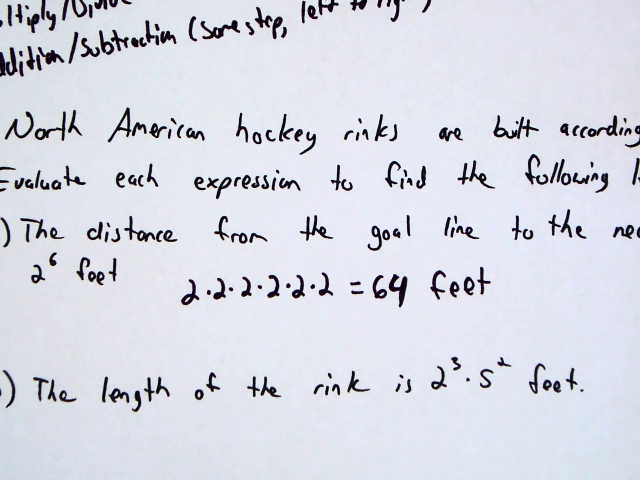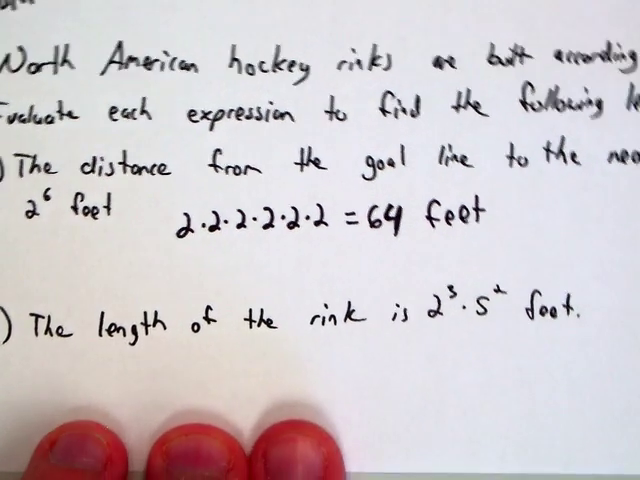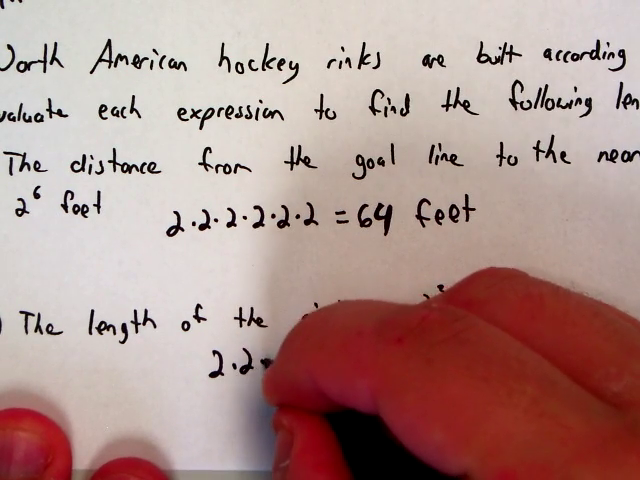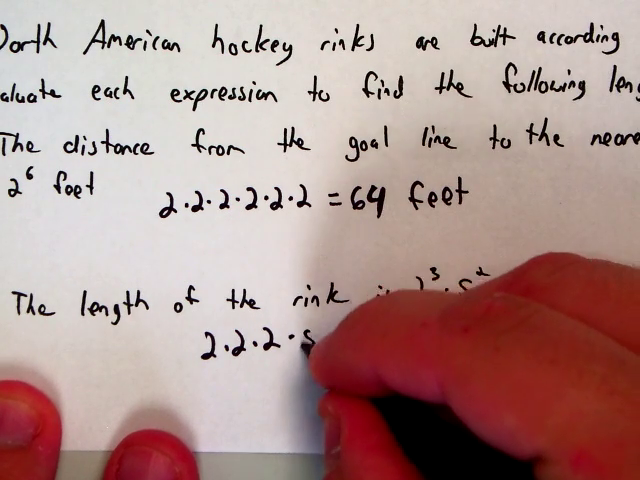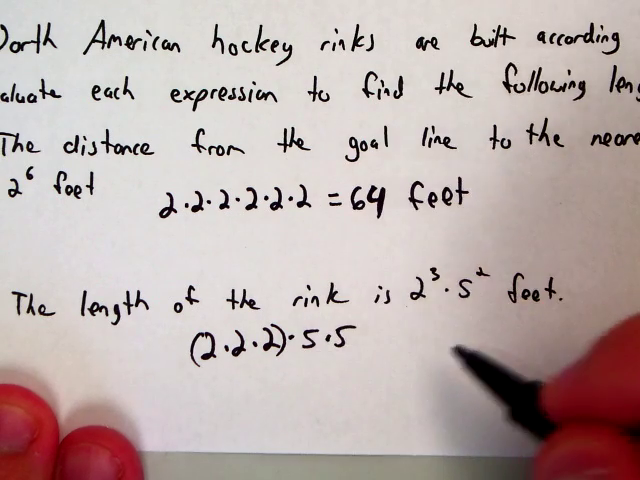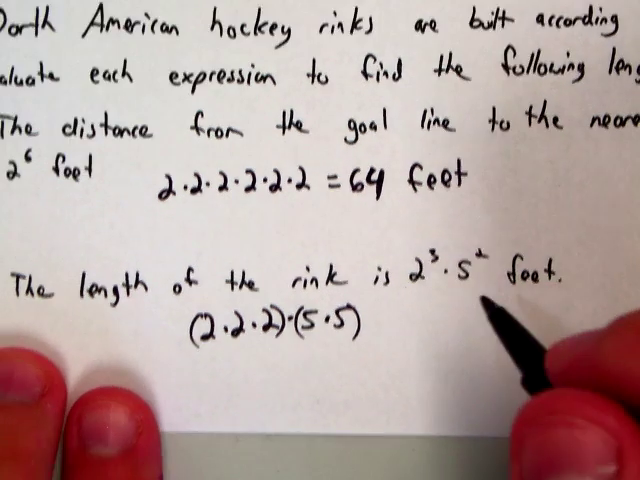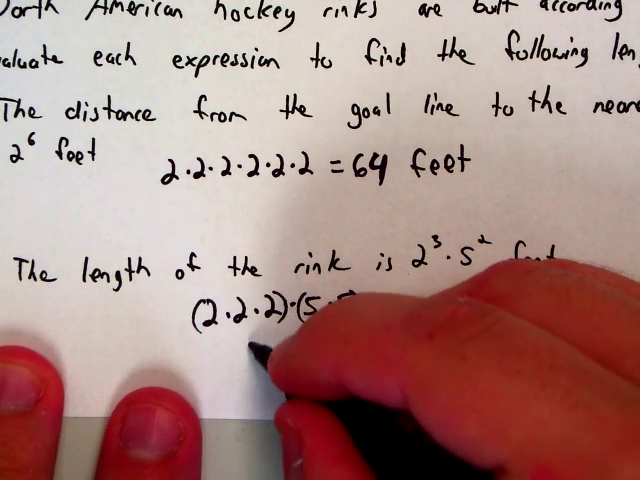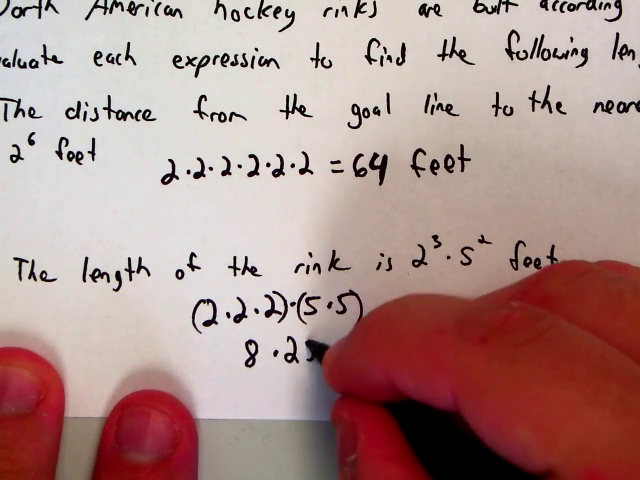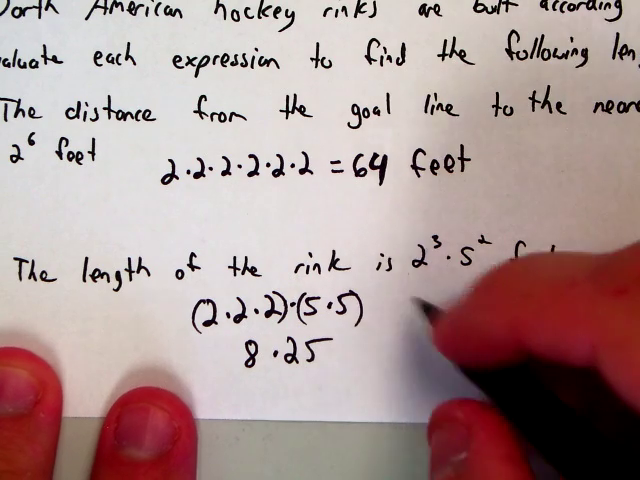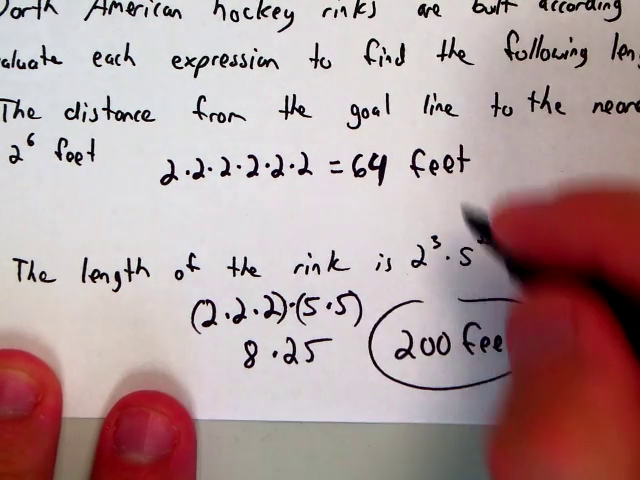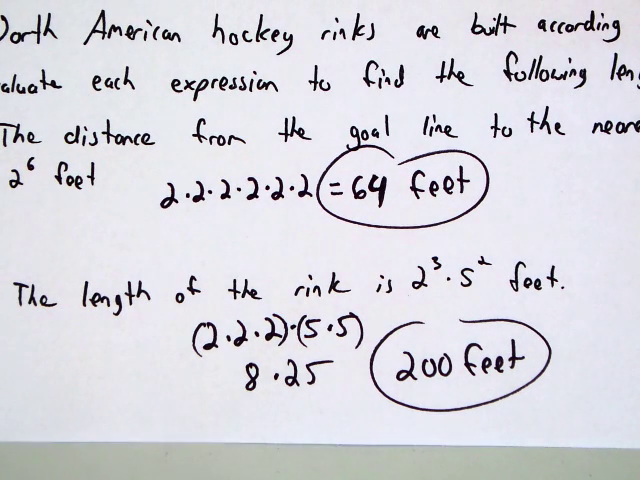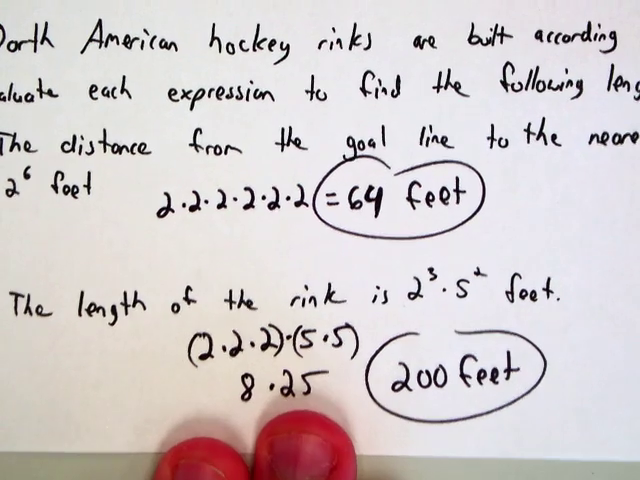And letter B, it says the length of the rink is 2 to the 3rd times 5 to the 2nd. So again, what we need to do is order of operations. Exponents come before multiplication. So 2 to the 3rd would be 2 times 2 times 2. And then 5 squared, or 5 to the 2nd, would be 5 times 5. This right here is 2 to the 3rd. This right here is 5 to the 2nd. Exponents go first, so 2 times 2 is 4, times 2 is 8. 5 times 5 is 25. And 8 times 25 is 200 feet. So remember, you have to do order of operations through this process. Exponents come before multiplication. Let's turn it over.